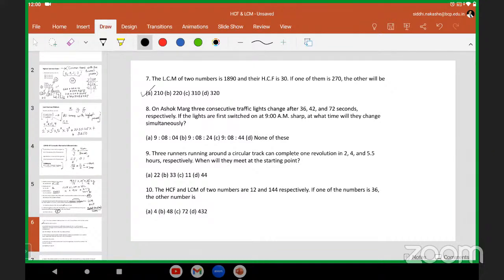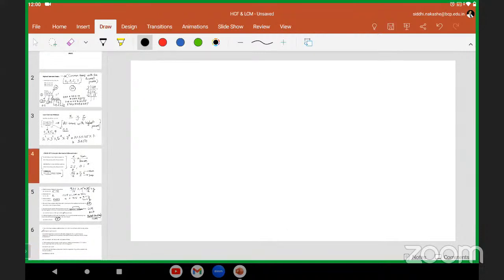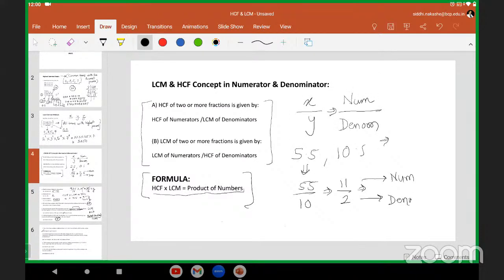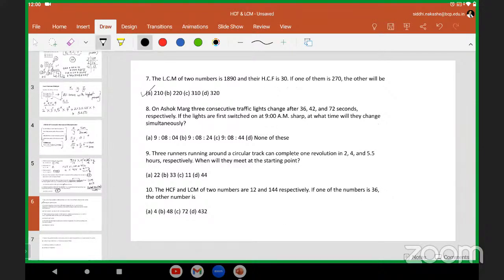So अभी देखो, question number 9 के लिए मैं तुम लोग को एक trick बताता हूँ, मतलब जो हमारा formula था, एक बार यहाँ पर देख लो. क्या पूछा है कि 3 runners complete 1 revolution, when they will meet at the starting point. So again we have to find the LCM. So इसके लिए हमारा कौन सा formula use होगा? Formula B, that is LCM of numerators upon HCF of denominators. And here question में अगर हम लोग देखेंगे, so we have 2, 4 and 5.5.